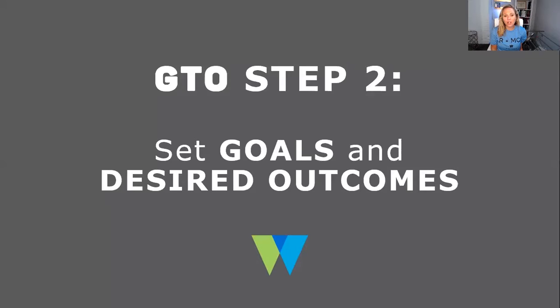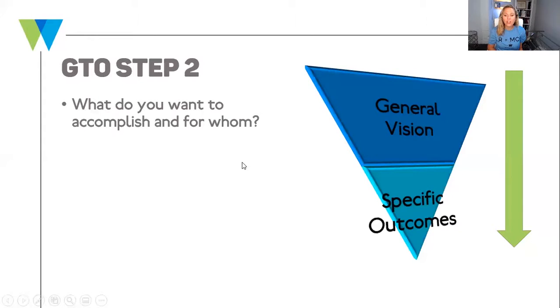In this video, we're going to talk about GTO Step 2, setting goals and desired outcomes. GTO Step 2 is oriented towards asking the overarching question, what do you want to accomplish and for whom? It takes us from a big picture general vision of the problem we are trying to solve, that derives very specifically from GTO Step 1. That outcome you got from GTO Step 1, that prioritized need, is the general vision here. We want to do something to address that need.